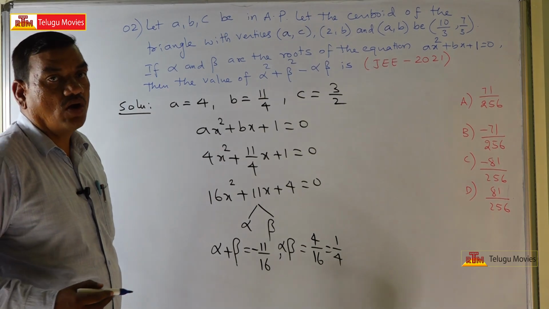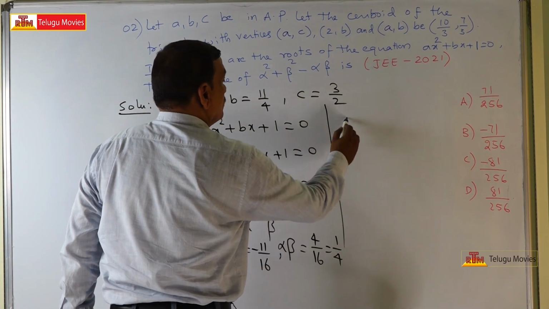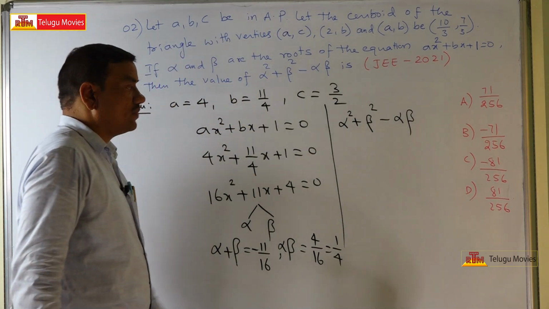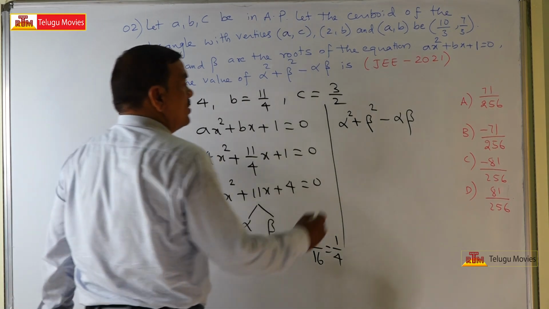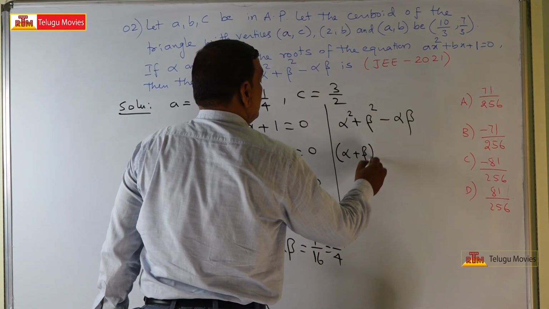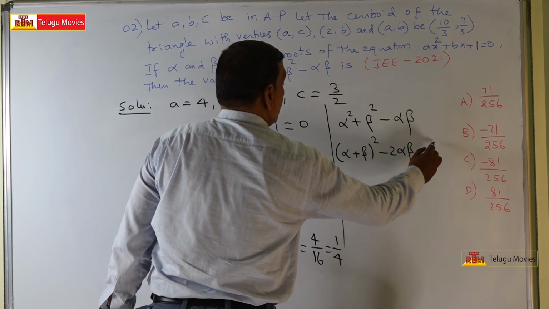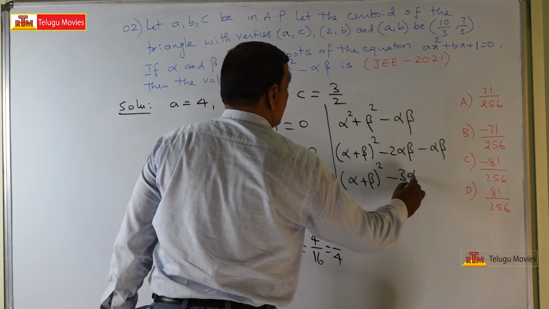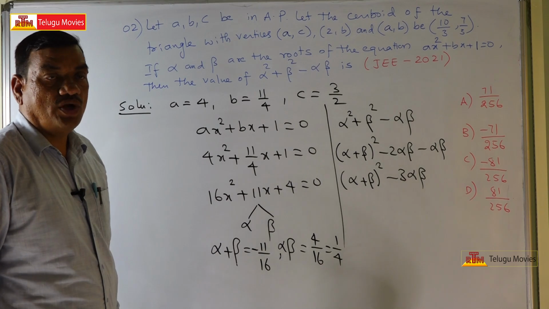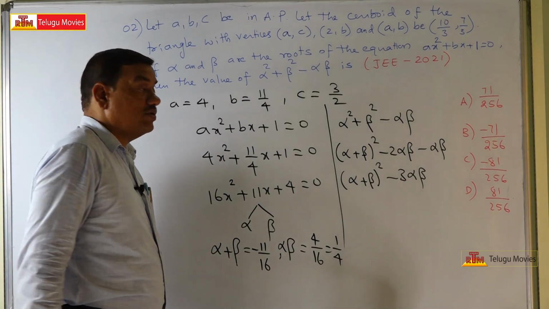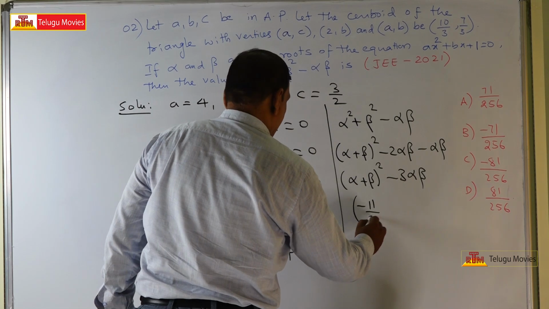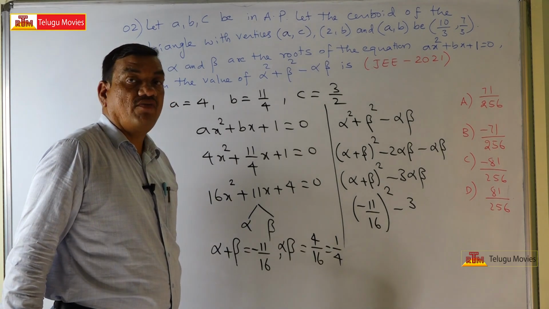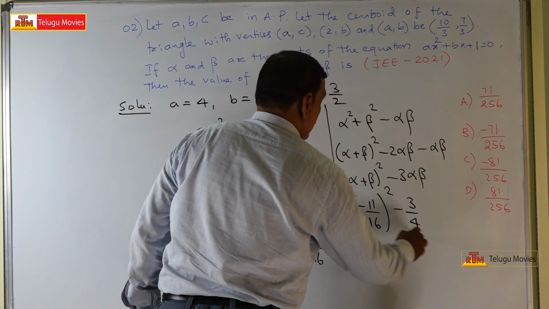We are asked to find alpha square plus beta square. So what we have to find out as the final answer is alpha square plus beta square minus alpha beta. Clearly, alpha square plus beta square we can write as alpha plus beta whole square minus 2 times alpha beta, minus alpha beta. So alpha plus beta whole square minus 3 alpha beta. The alpha plus beta value is minus 11 by 16, whole square, minus 3 into alpha into beta value 1 by 4, that is equal to 3 by 4.